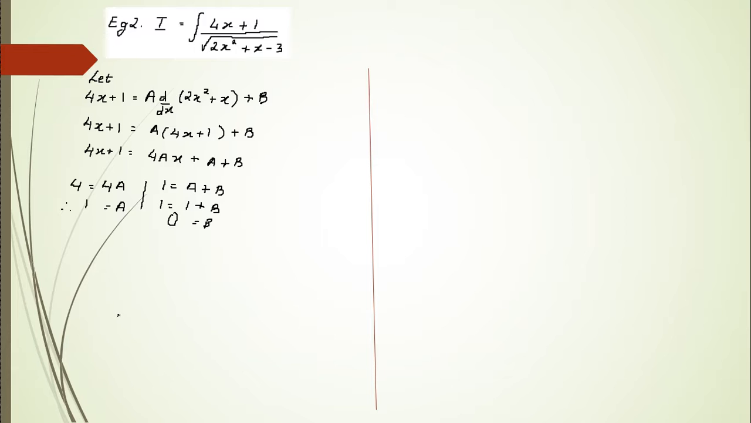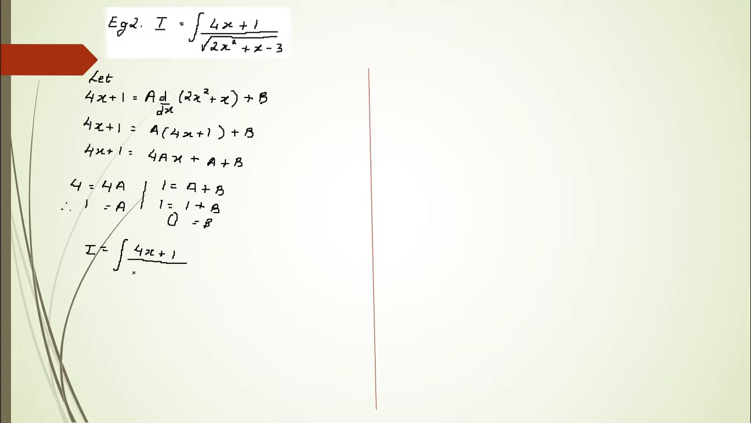Therefore I can write I as integral, here a into 4x plus 1 plus b. So a is equal to 1. So I will get 1 into 4x plus 1 plus b. b is equal to 0. So I don't need to write anything.